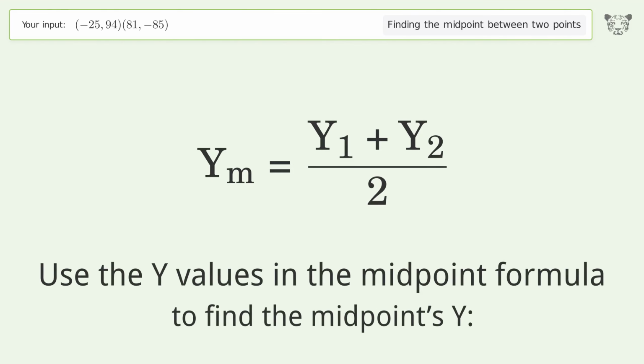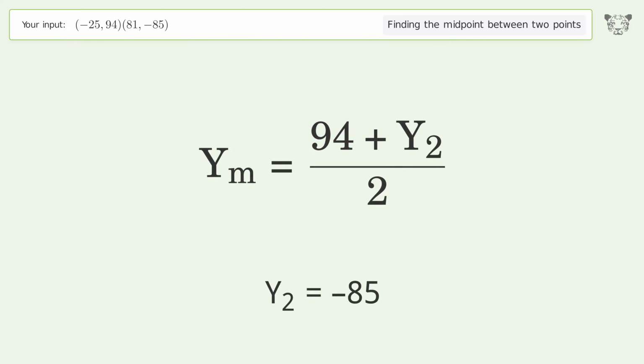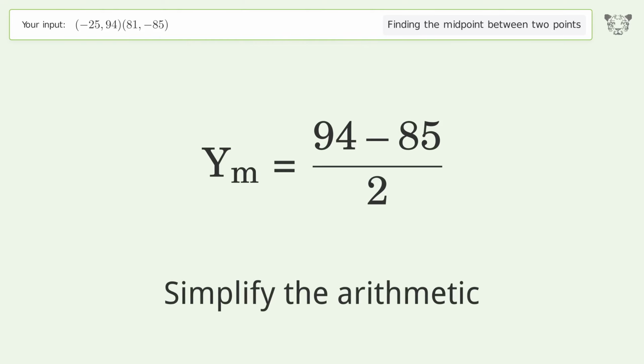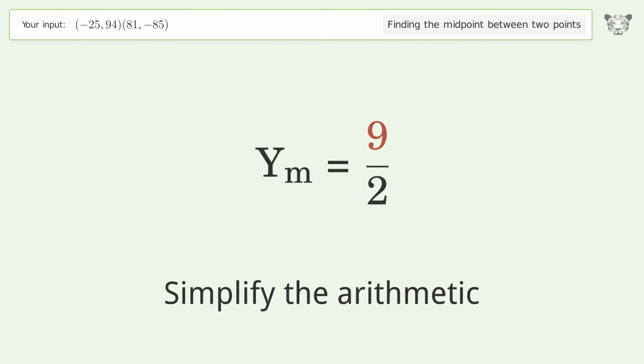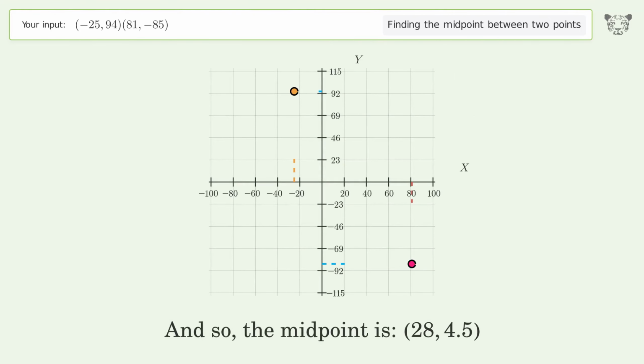Use the y values in the midpoint formula to find the midpoint's y. y1 equals 94. y2 equals -85. Simplify the arithmetic. And so, the midpoint is 28, 4.5.